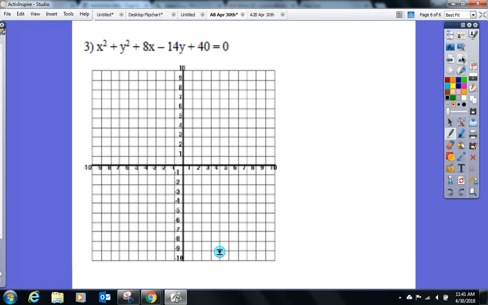What do you got to do before you even sniff completing the square? You got to make sure it's in order, and that 40, that c value, is on the other side. So go ahead right now. Rewrite the order so the x's and y's are paired together, and that 40 is on the other side.